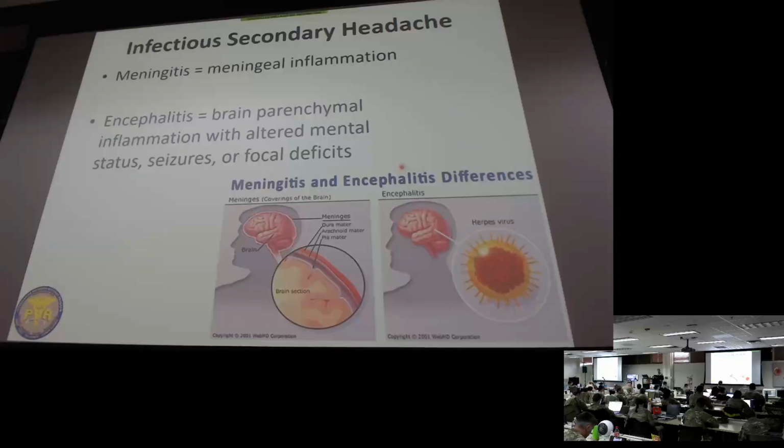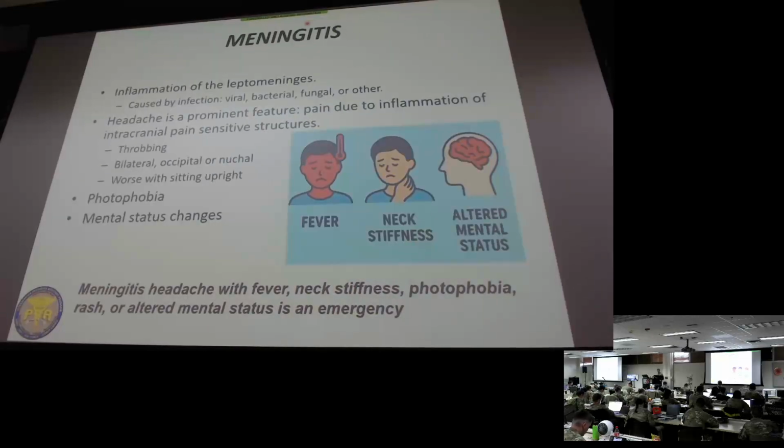But meningitis is a meningeal inflammation, that's the surrounding tissue of the brain. Encephalitis is where the actual brain parenchyma, meaning the meaty tissue of the brain, that's where the meat's affected. All right, meningitis, leptomeninges, can be caused by bacterial, viral, fungal, or other. Bacterial is kind of the big one we're worried about. That tends to be the most common. That tends to be one of the more deadly.